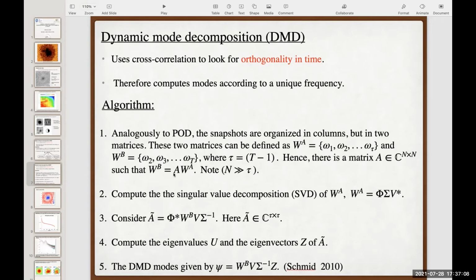But the matrix A is huge, something like millions by millions, so it's difficult to compute its eigenvalues and eigenvectors. The idea of the DMD is to consider a reduced A, which is A tilde. A tilde is computed by taking the singular value decomposition of the first matrix and using the projection of this result onto this relationship, and hence we obtain A tilde. By computing the eigenvalues and eigenvectors of A tilde, we get the DMD modes, where the eigenvalues contain the frequencies of the DMD modes, and the eigenvectors contain the spatial structures of these DMD modes. Okay.